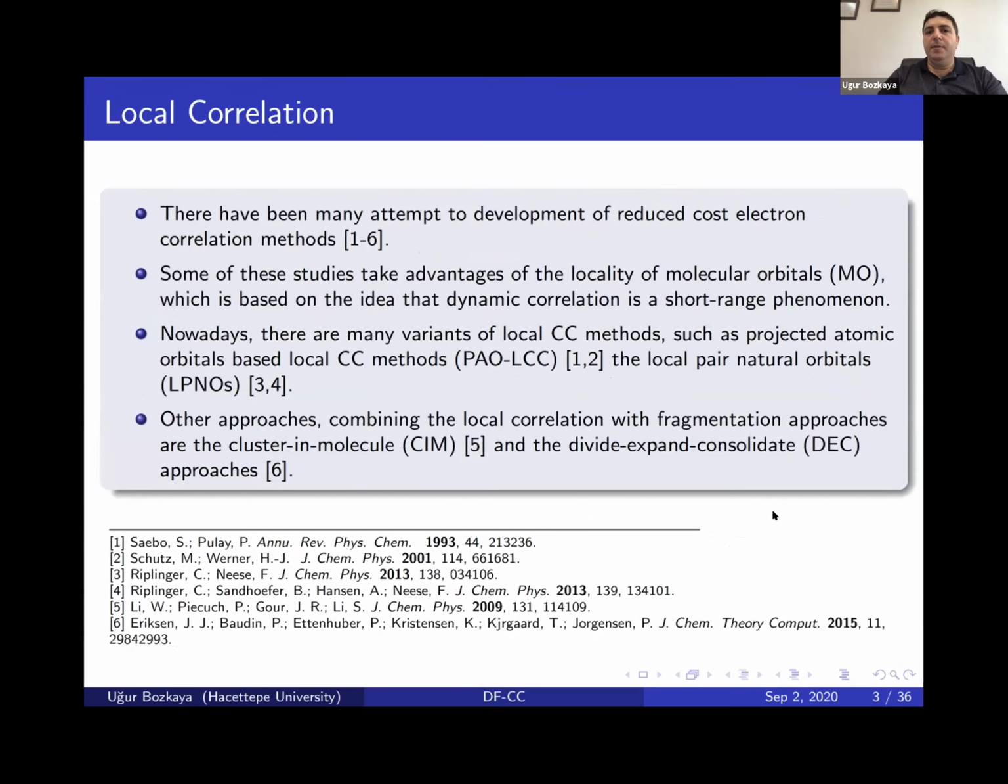There have been many attempts to develop reduced-cost electron correlation methods. Some of these studies take advantage of the locality of molecular orbitals, which is based on the idea that dynamic correlation is a short-range phenomenon. Nowadays, there are many variants of the local CC methods, such as projected atomic orbital space local CC methods and local pair natural orbitals. Other approaches combining the local correlation with fragmentation approach are the clustering molecule and divide, expand, consolidate approach.